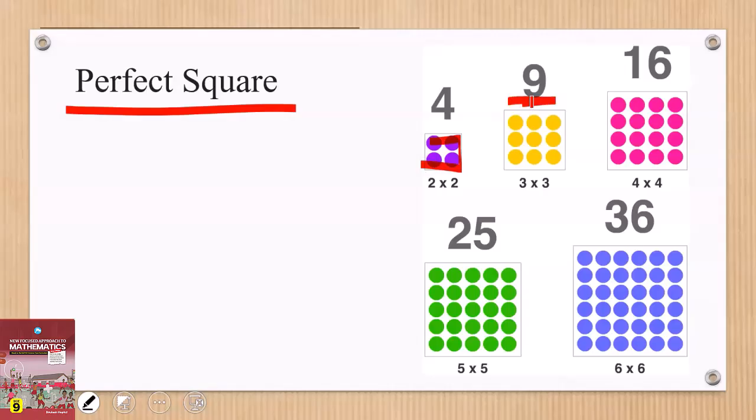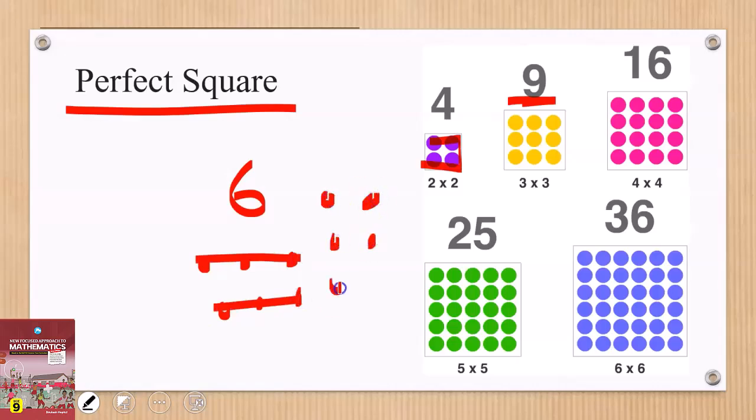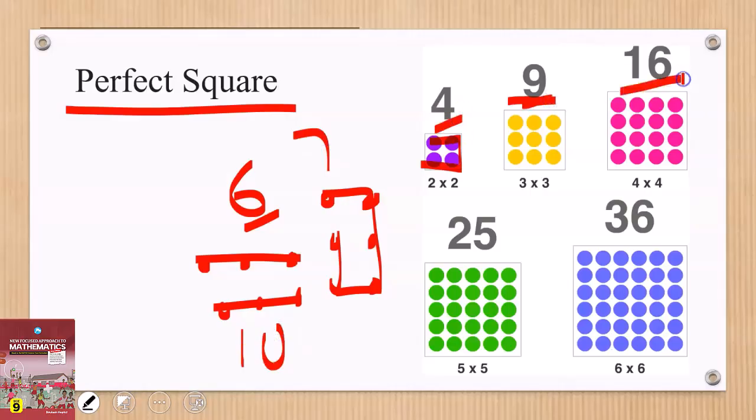16 can do that. But let's take 6. If I have 6 counters, can I arrange them in a square form? The answer is no, because if I go 3 by 3, it doesn't make a square. If I do 2, 2, 2, giving me 6, this will be rectangular. So 6 cannot be a perfect square. 7 cannot be a perfect square. 10 cannot be a perfect square. So perfect squares can be 4, 9, 16, 25, 36, and so on and so forth.